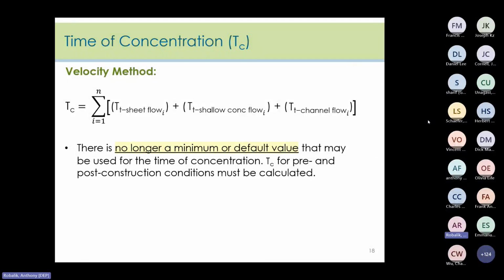Okay, so now that we covered the types of flow energy, we can discuss the velocity method. So from the NEH, the velocity method can be used for a project site or drainage area to calculate time of concentration. So remember that the time of concentration is the sum of all the travel times, T sub T, for each type of flow in a segment along the most hydraulically distant flow path.